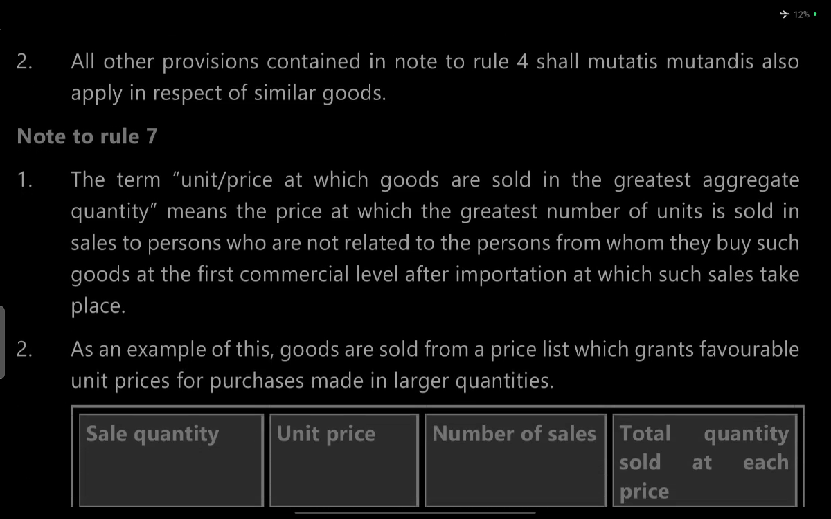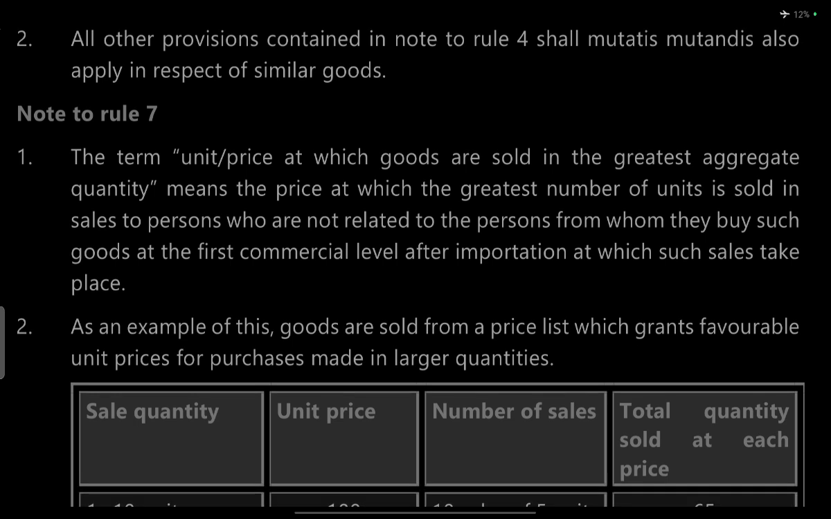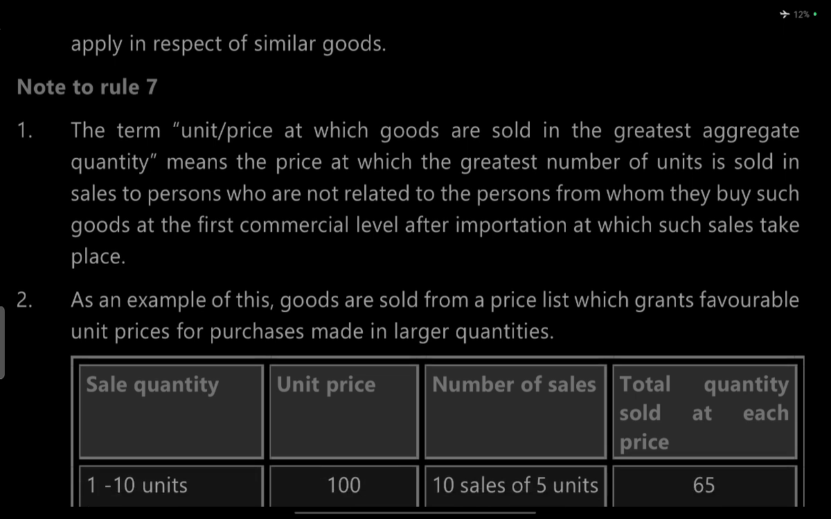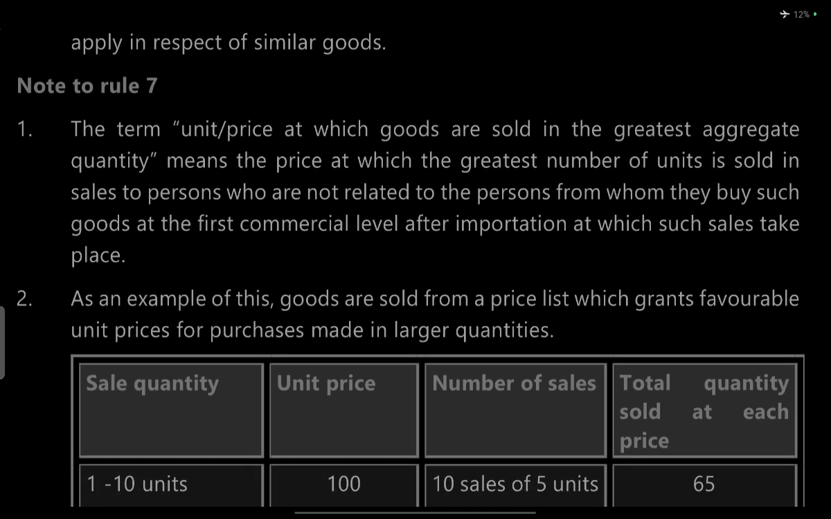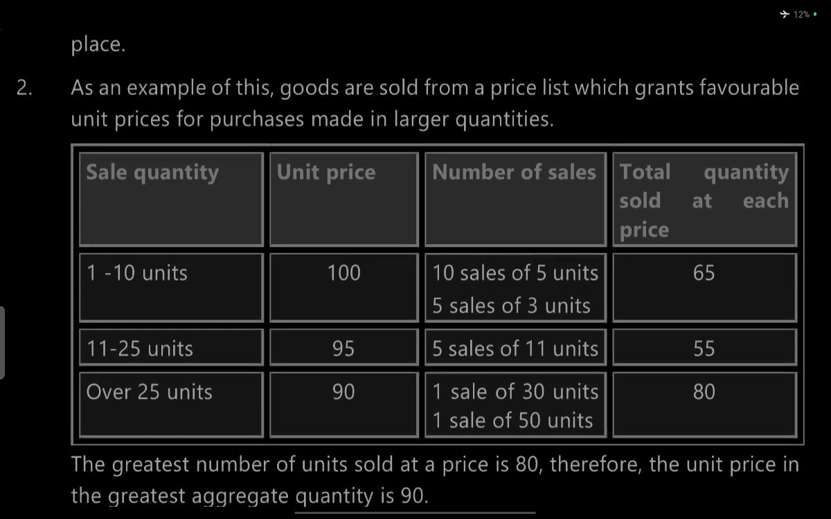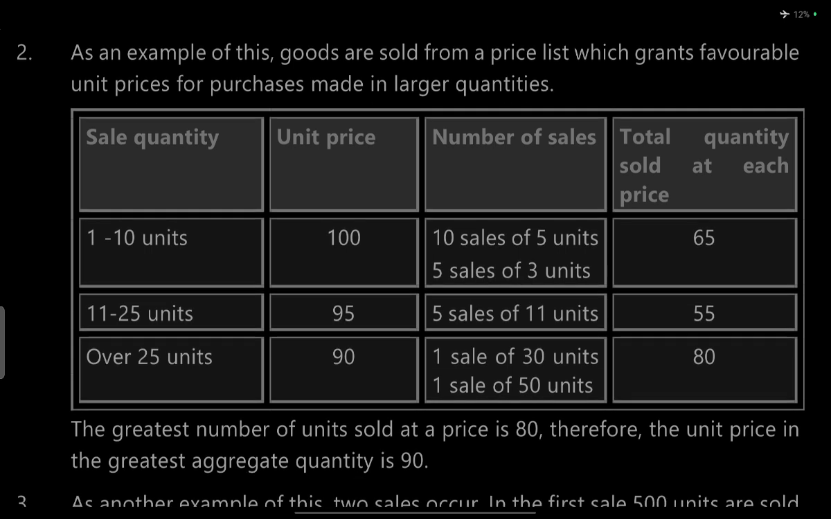The term unit price at which goods are sold in the greatest aggregate quantity means the price at which the greatest number of units are sold in sales to persons who are not related to the persons from whom they buy such goods, at the first commercial level after import at which such sales take place. As an example, goods are sold at a price list which grants a favorable unit price for purchases made in higher quantities. Sale quantity, unit price, number of sales, total quantity sold at each price.